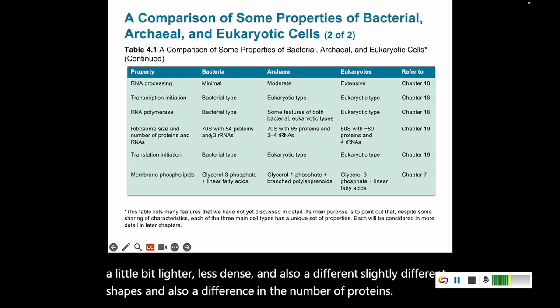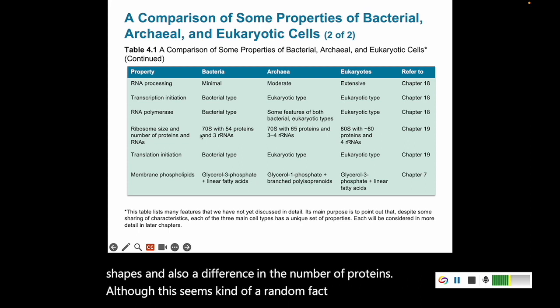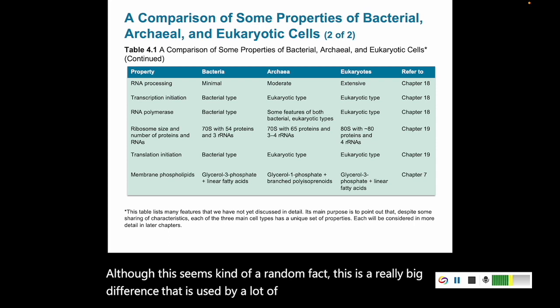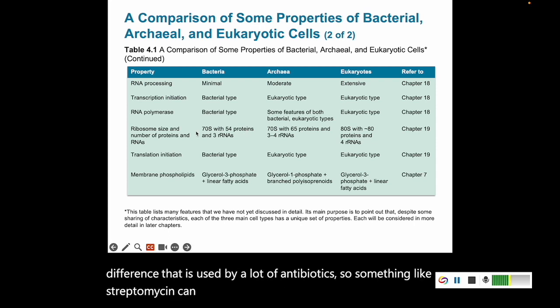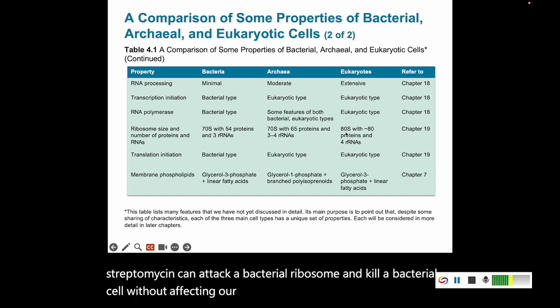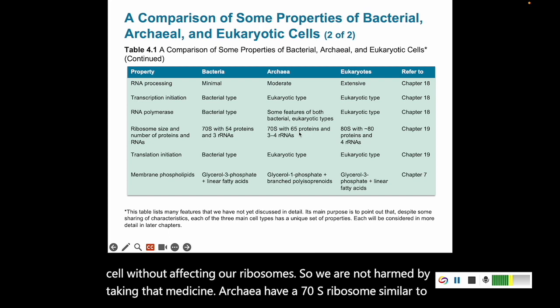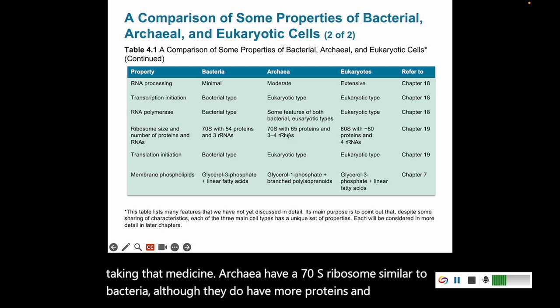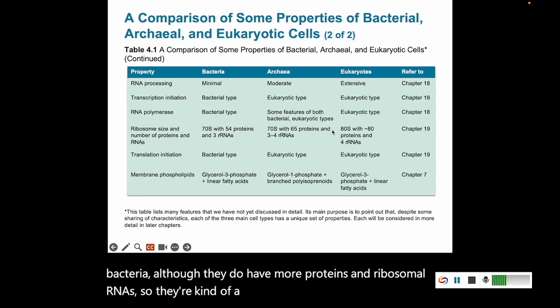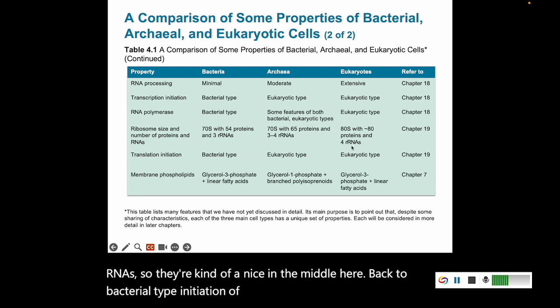Although this seems kind of a random fact, this is a really big difference that is used by a lot of antibiotics. So something like streptomycin can attack a bacterial ribosome and kill a bacterial cell without affecting our ribosome. So we are not harmed by taking that medicine. Archaea have a 70S ribosome, similar to bacteria, although they do have more proteins and ribosomal RNAs. So they're kind of a nice in the middle here. Bacteria have a bacterial type initiation of translation or creating proteins. Eukaryotes and archaea have the eukaryotic type.